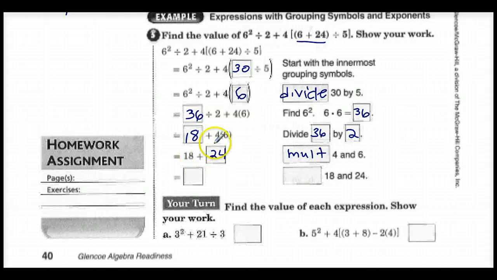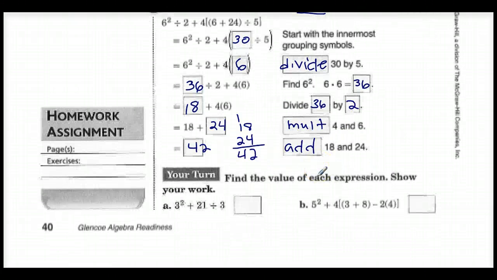Now we add 18 plus 24. Well, if you can't do that in your head, 8 plus 4 is 12. 1, 2, 3, 4. We get 42. 42 is our final answer. And what did we do at the very end? We added 18 and 24 to get our 42.